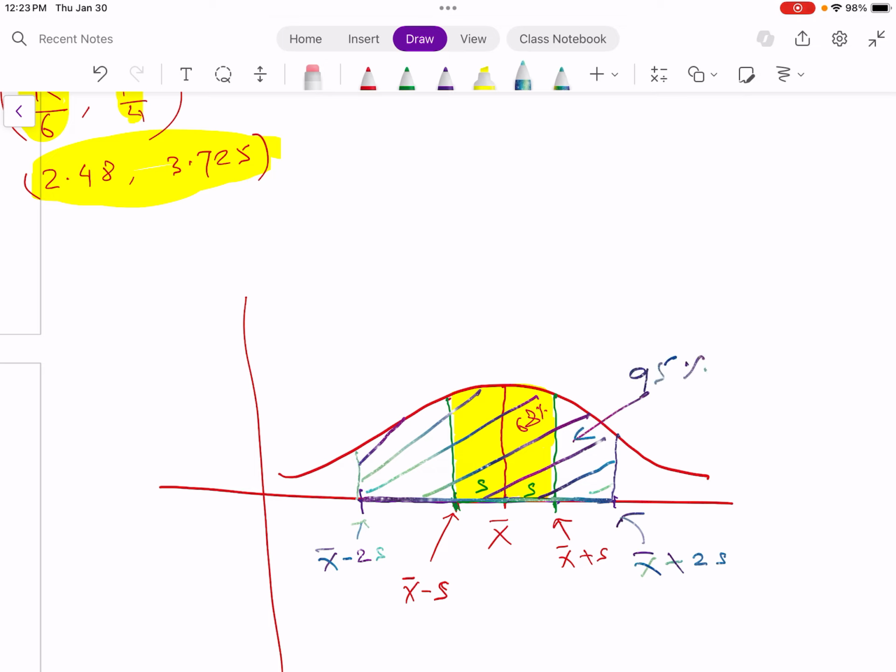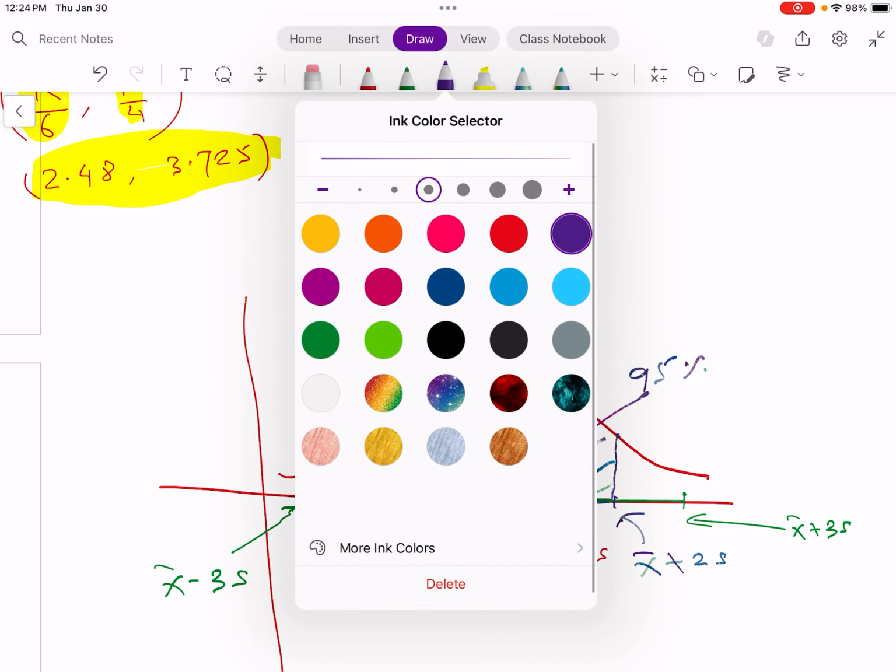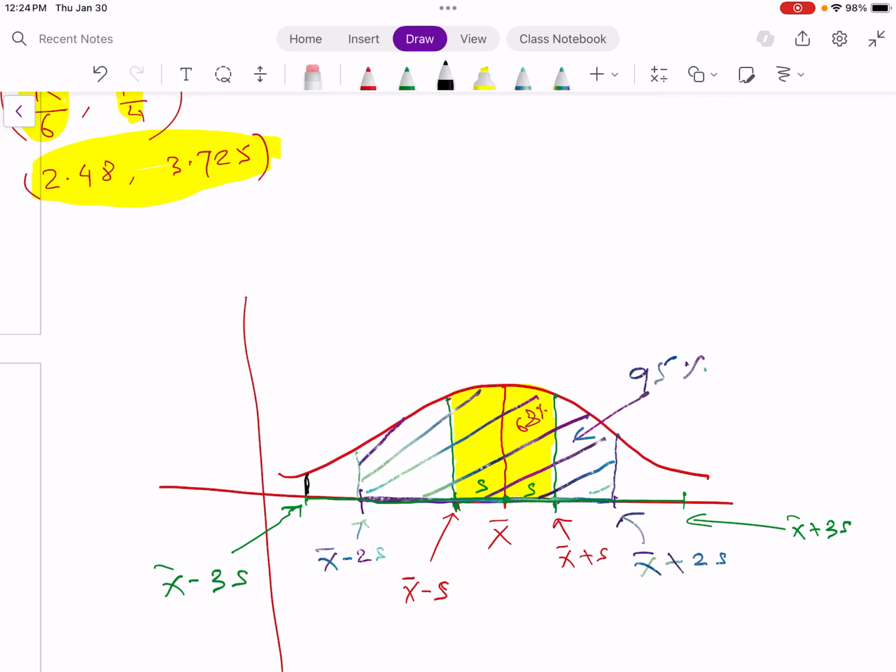Now we have three standard deviations. So you go 3s from the mean, 3s on the right and 3s on the left. So this point is x bar minus 3s, and this point is x bar plus 3s. So we have this region. From here to here, what percentage of measurements do we find?